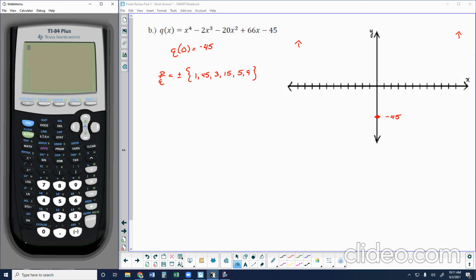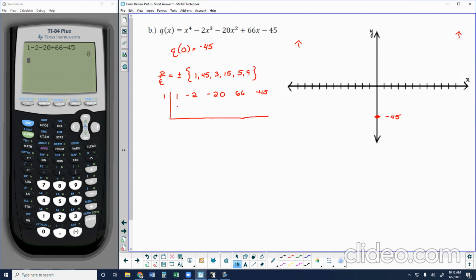So one of these has to be a 0, and the one I'm going to check first is 1, because 1 is quick to check. I can just basically go through the process of substitution, but combine all the coefficients. And if I combine all the coefficients and the answer is 0, then x equals 1 is a 0. So what I can do here is use x equals 1 in synthetic division to simplify that polynomial. So I'm going to use synthetic division looking at the coefficients 1, negative 2, negative 20, 66, and negative 45.